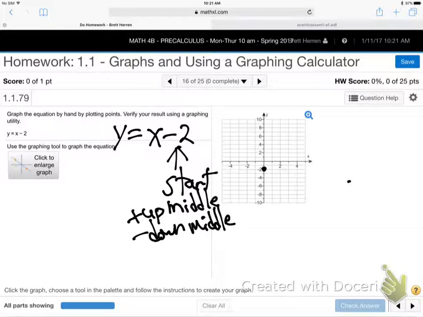You can plug in points. Yeah, there's lots of ways. You guys want to make tables, that's fine. I'm just going to use the slope this time, and maybe the next one I'll do plug in points, and either way is fine. What's the slope? Where do you find the slope of this line?